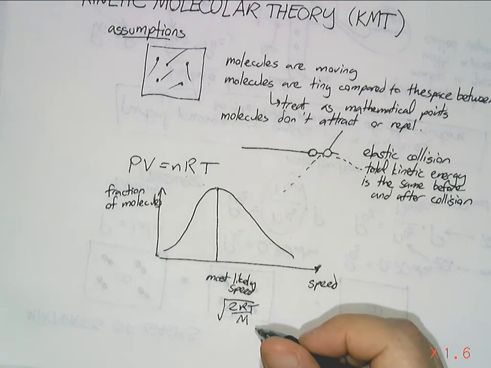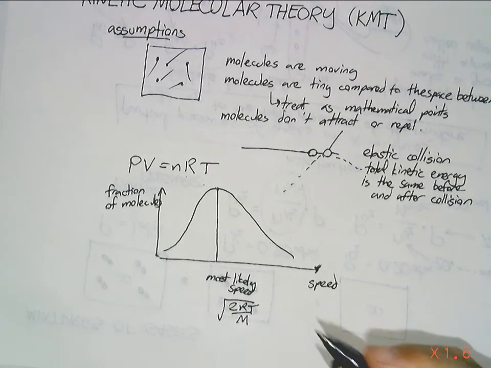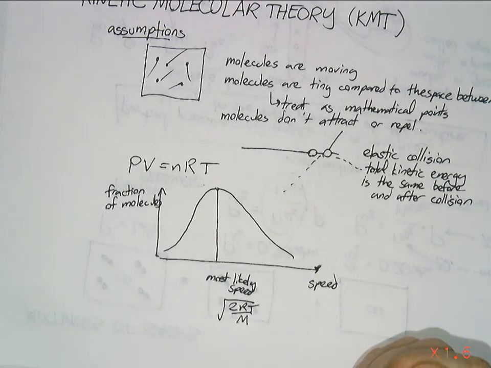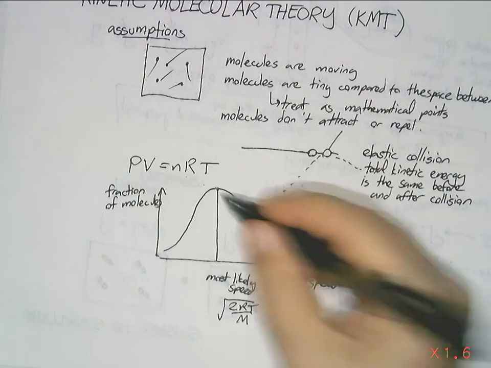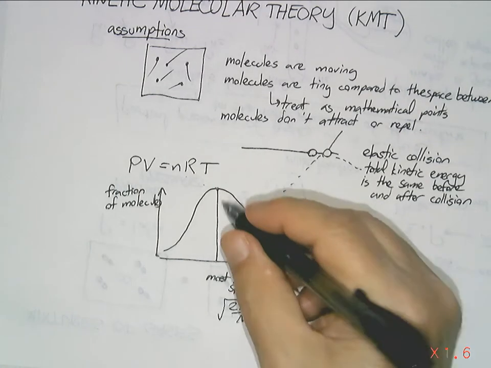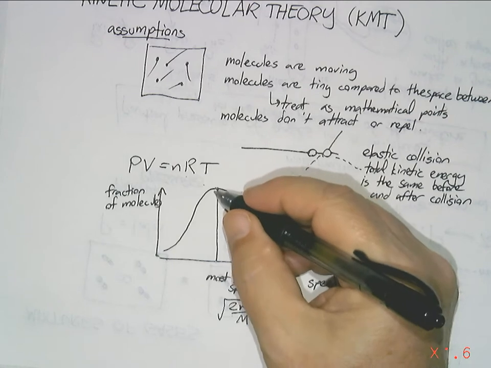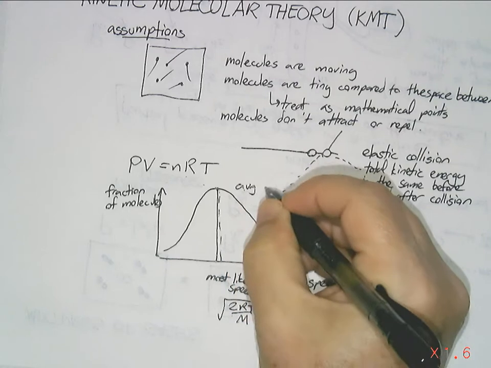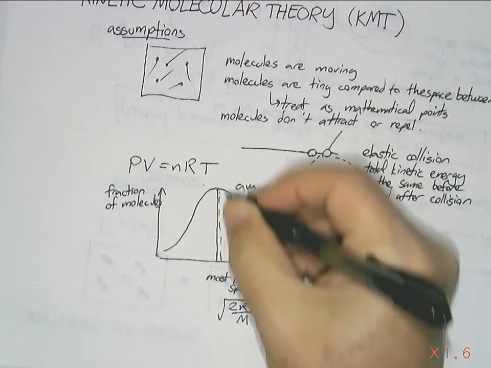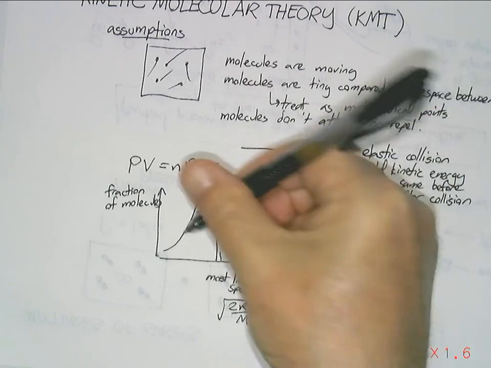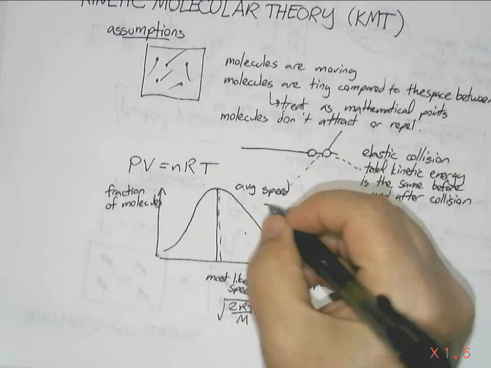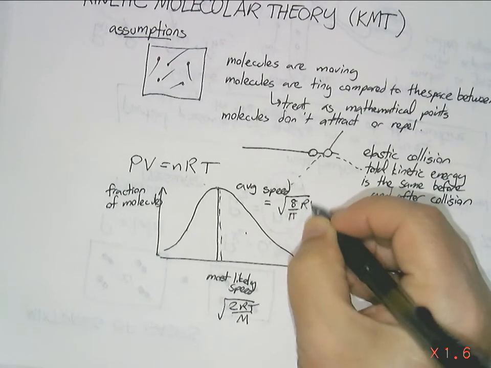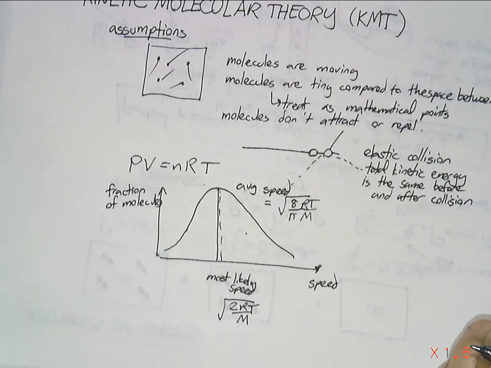We have been using that as a symbol for molar mass before. If you look at average speed, it's off a little bit from where the peak is in the distribution here. So the average speed, it's very close to that, but the average speed, where I'm drawing this line down so it cuts the area under the curve in half, the average speed is going to be about 8 over pi RT over m.